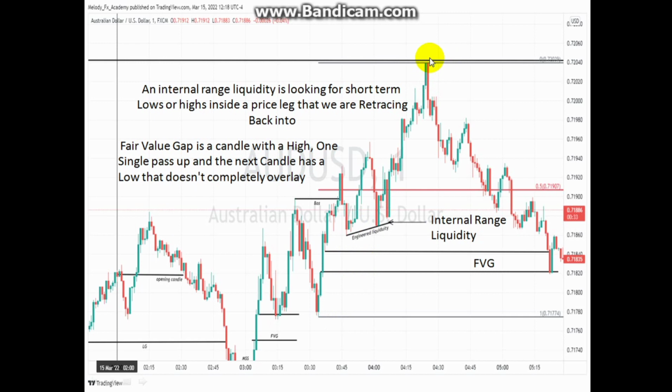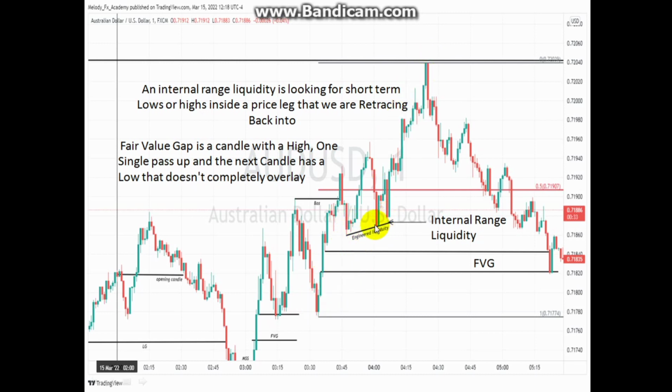Okay, so where are the short-term lows inside this trading range? These are the short-term lows. This is a short-term low, this is a short-term low, this is a short-term low. So I know that what is resting below old lows is sell stops. So there is liquidity resting below this as an internal range liquidity. This is referred to as an internal range liquidity because it is found inside this trading range. This trading range is made up of this low to this high. So these short-term lows are found inside of this trading range.